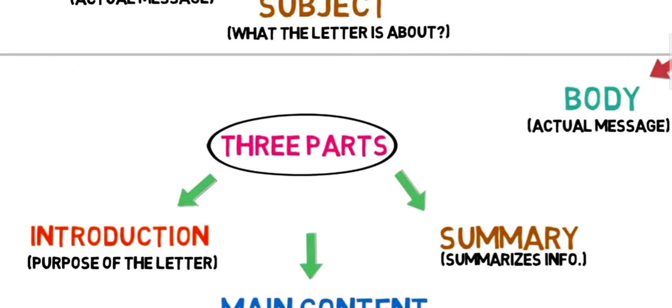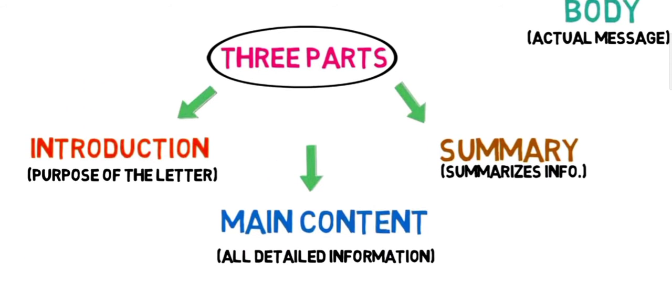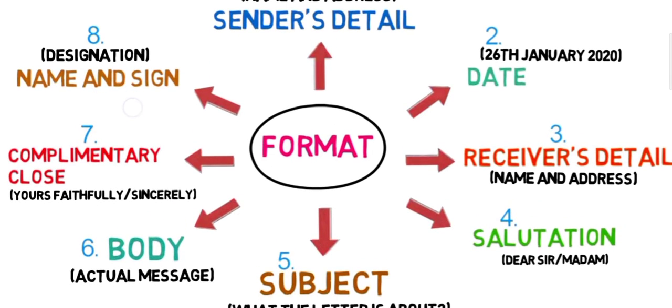The body is written in three parts. The first one is the introduction, the purpose of the letter, then the main content, all detailed information, and the last is the summary. And after that, number 7, the complimentary clause. After writing the body, we come to the complimentary clause. It is finished by yours faithfully or yours sincerely. And after that, your name and signature. Sometimes you can write your designation if it is required.